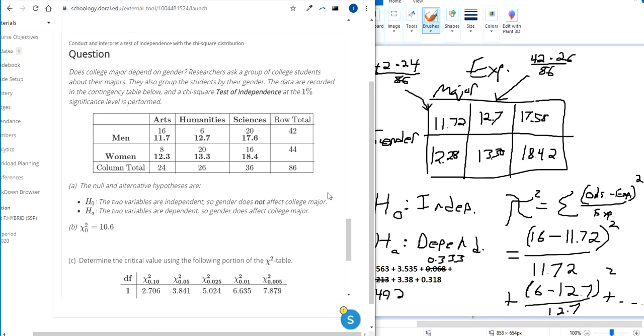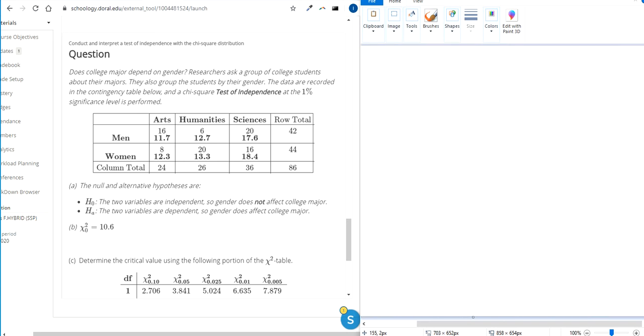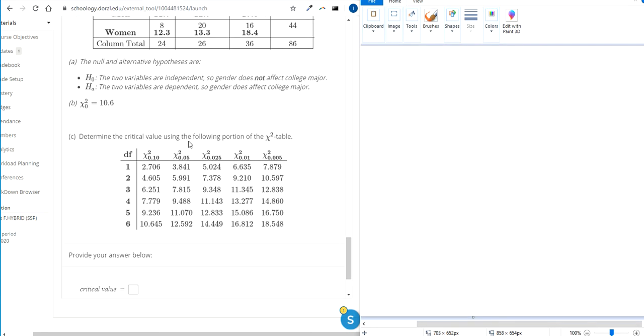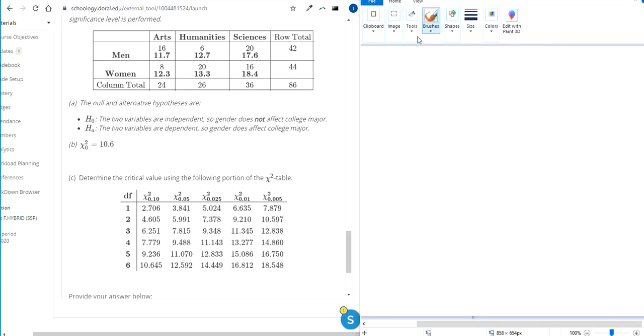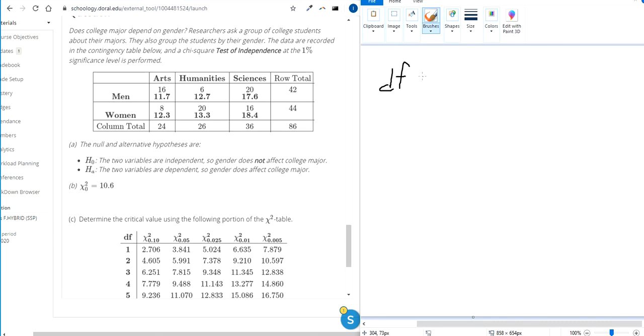That's our test statistic. Okay, you add up all those squared differences, divide by the expected value. Okay, to determine the critical value, the degrees of freedom when you're conducting a chi-square test of independence is the number of rows minus 1, excluding the totals, times the number of columns minus 1, again, excluding the totals.